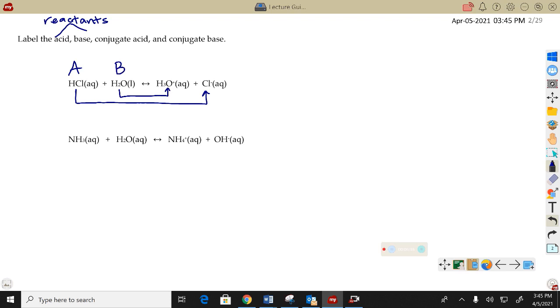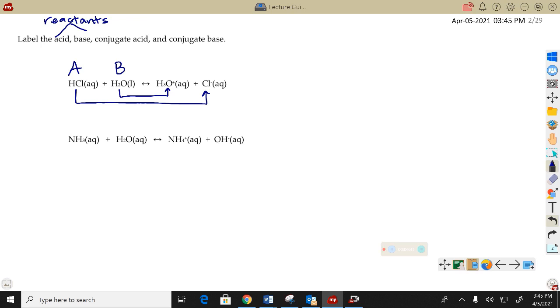Oh my gosh, doesn't this feel wrong? Because at one point in your life, I bet somebody told you that water is neutral. Yeah, we'll deal with that. But water is really only neutral when it's pure, when it's all by itself. If I have a solution of something dissolved in the water, water is kind of cool because it can act like an acid or a base. And we just have to look at what happened on the product side. Did the water gain hydrogen like this, or did it lose hydrogen?